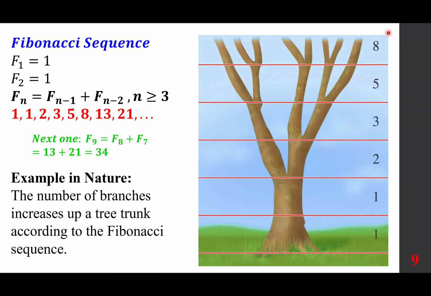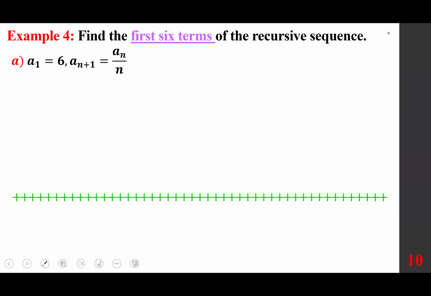So, the Fibonacci sequence, I believe everybody is familiar with it. Now we want to find the first 6 terms. We are looking at a recursive sequence. A sub 1 is given, some number, in this case the number 6. And we want a sub n plus 1 equals a sub n over n. So that means I want a sub 2, 3, 4, 5.